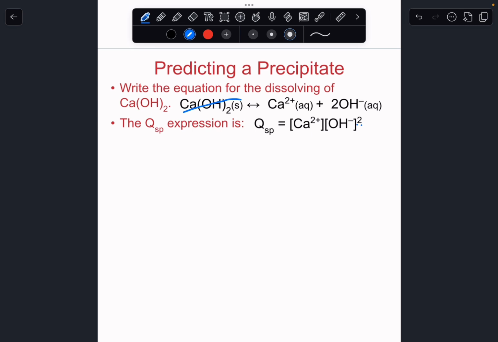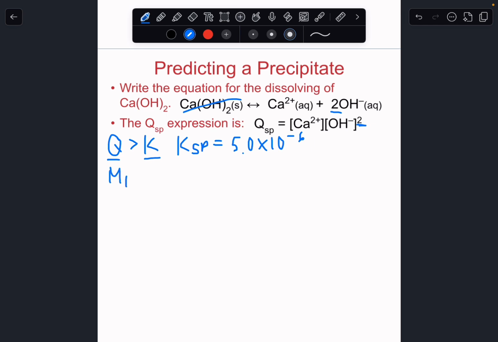Don't forget about this power because of this coefficient. So once you have your Qsp expression, what I usually do is write out what we're trying to figure out. We're trying to figure out if Q is more than K, and K was given to us in the original problem that it is 5.0 times 10 to the negative 6. So we're trying to figure out if our Q expression is going to be more than K with the concentrations that it gave us originally.